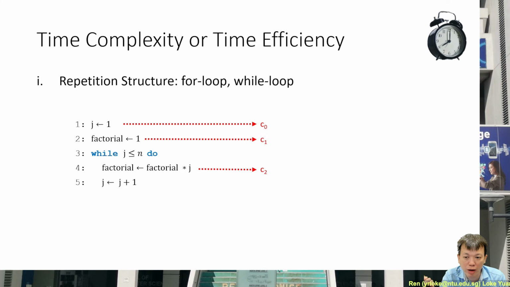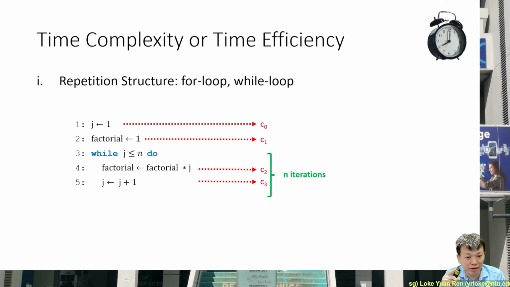Then in this while loop, I did two things. One is that the factorial variable will multiply by j, the current j value, and then update the factorial. That's one thing I do. Another one I did is I increase j by 1 in every iteration. So C2 and C3 need to run a number of iterations, depending on the problem size n. So that is the key. I need to run n iterations.